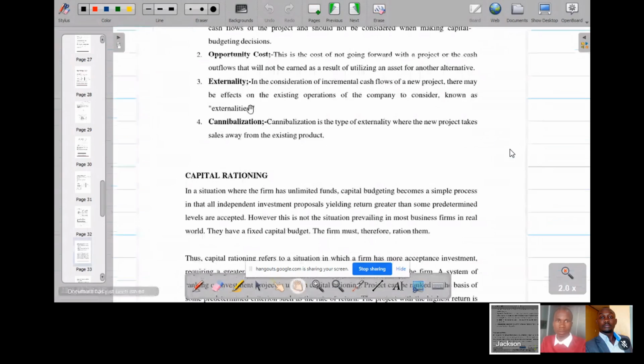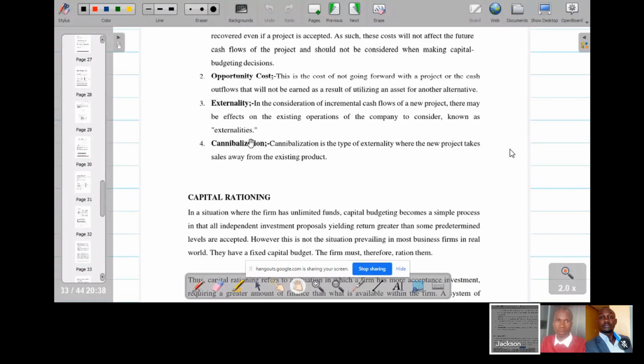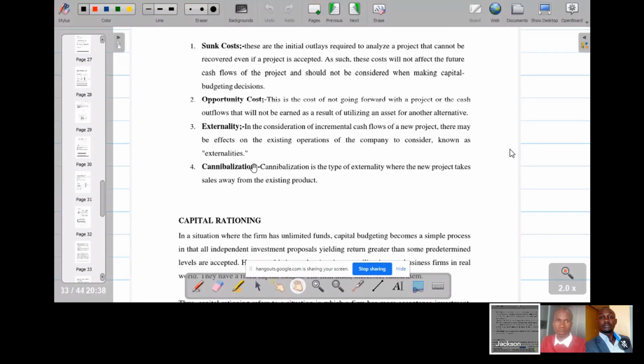Cannibalization. This is like when you have two machines, you might find that after investing in machine 2 it is affecting the sales of machine 1. It is like it is eating. Cannibalization is from the word cannibalism. So it's like the machine that you have acquired is eating on your sales of machine 1 or project 1.